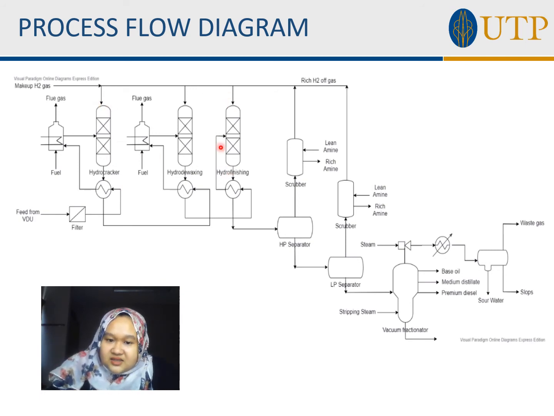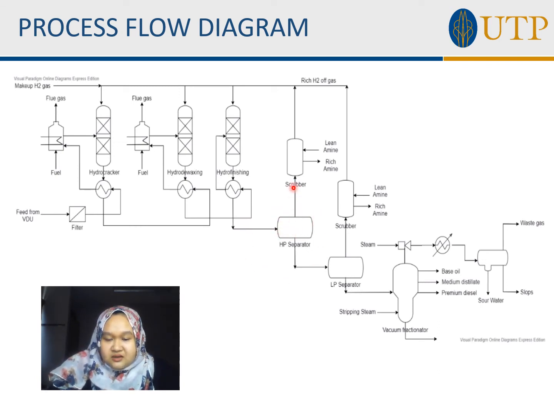After this, we can see here that the product of hydrofinishing will go through a high pressure separator, and the high pressure separator will separate gas and also liquid. It is obvious here that all the reactors, hydrocracker, hydro-dewaxing, and hydrofinishing, will use hydrogen. So after all the reactions, we will use a high pressure separator to separate the hydrogen from the feed.